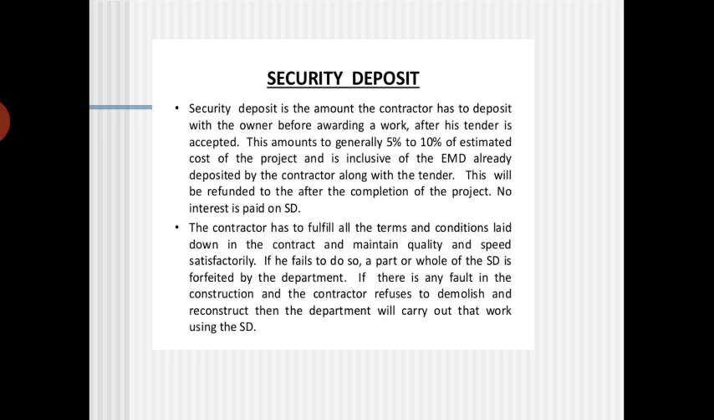The contractor has to fulfill all the terms and conditions laid down in the contract and maintain the quality and speed satisfactorily. If he fails to do so, a part or the whole of the security deposit is cancelled. If there is any fault in the construction and the contractor refuses to demolish and reconstruct, then the department will carry out that work using the security deposit that I already told you about.